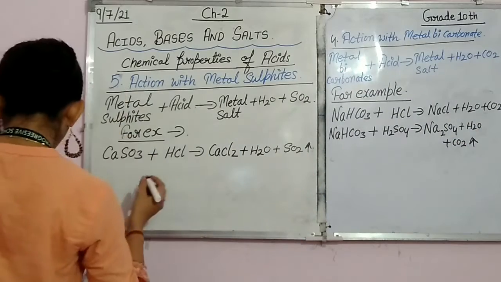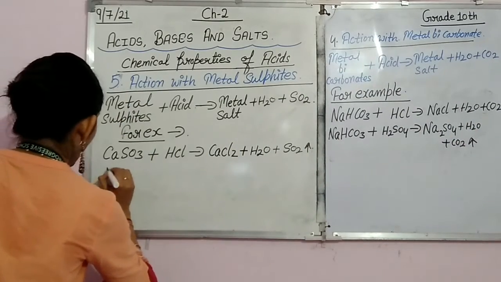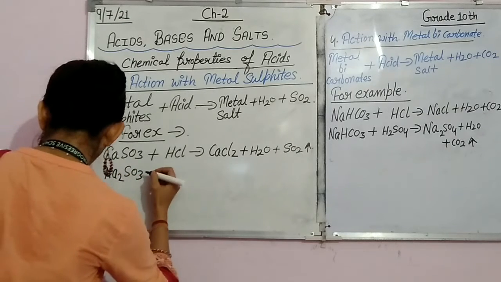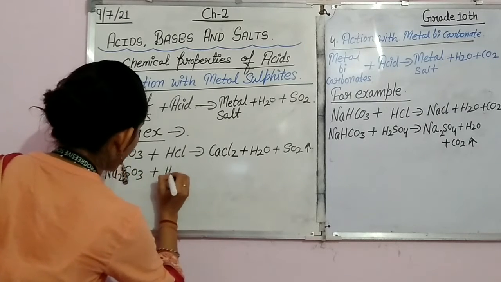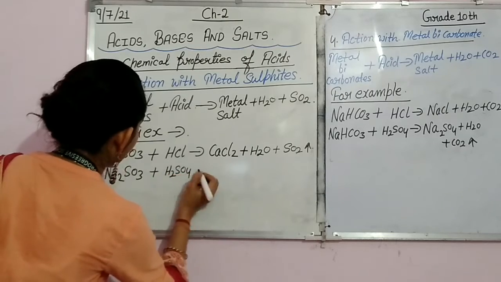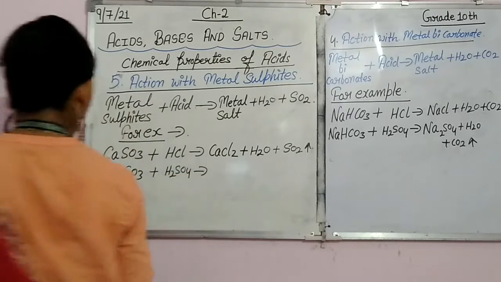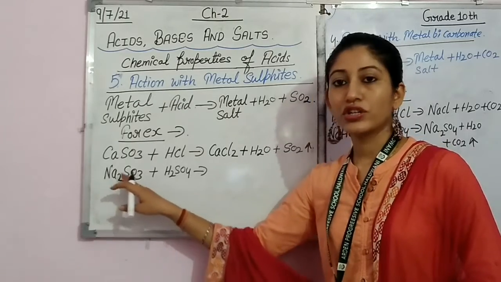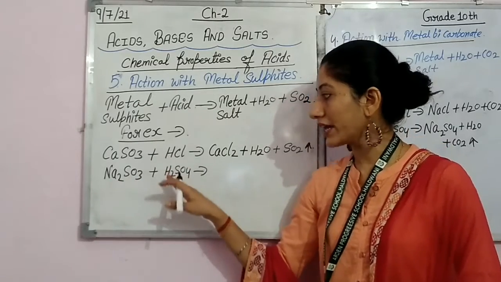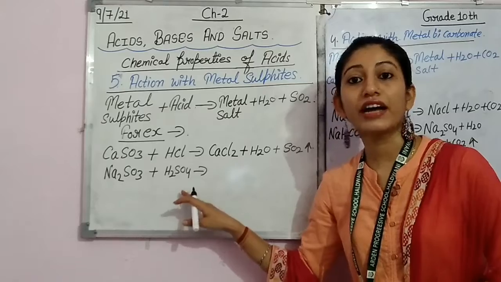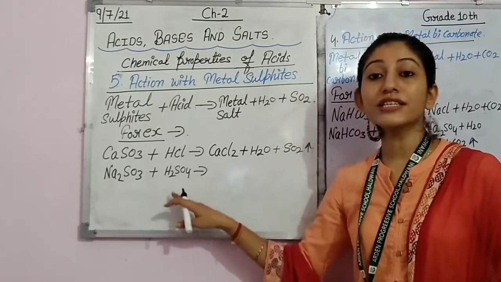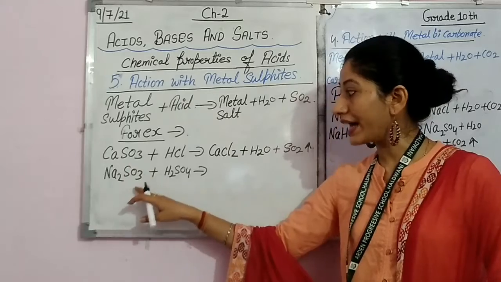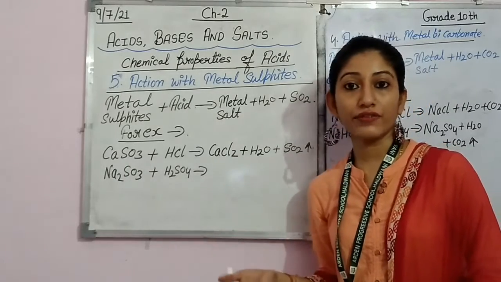Now again, suppose we have sodium sulfide, Na2SO3. Suppose we have taken sodium sulfide, Na2SO3, and we are reacting it with sulfuric acid. So when we are reacting sodium sulfide with sulfuric acid, what product will form?